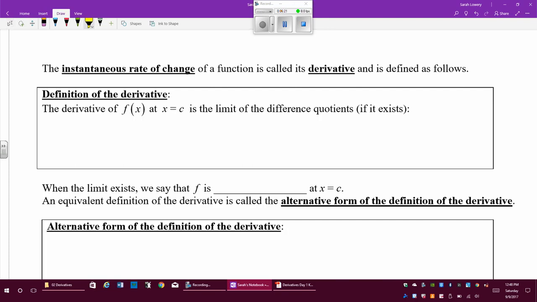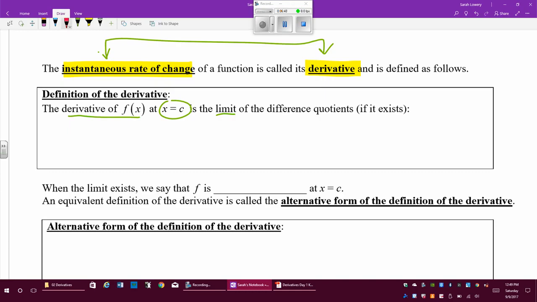We're going to start to refer to the instantaneous rate of change as now a derivative. These two words mean the same thing and are interchangeable, okay? So what is a derivative? The definition of a derivative of some function at a point x equals c is going to be a limit of the difference quotients, okay?